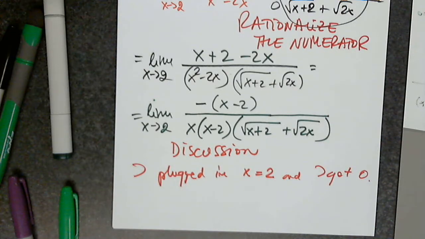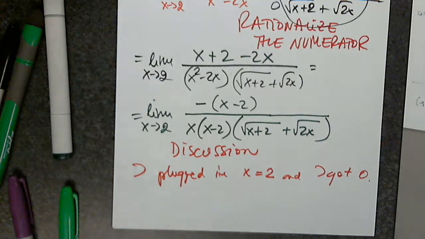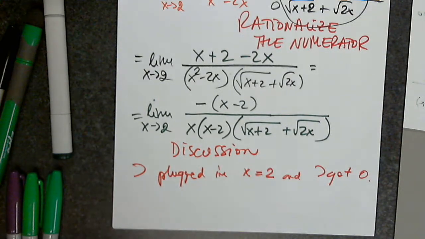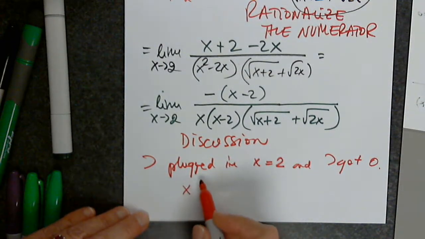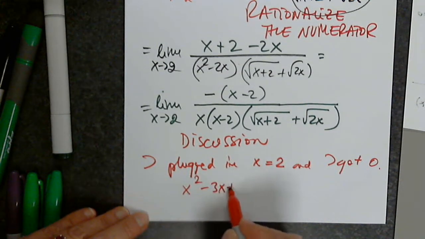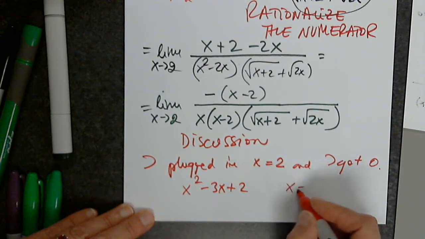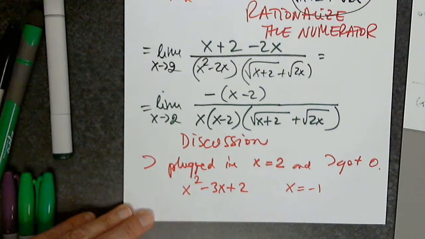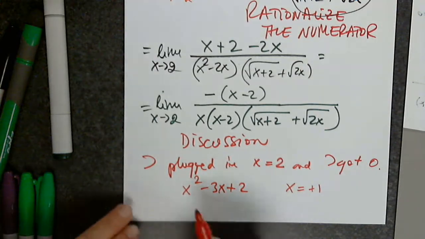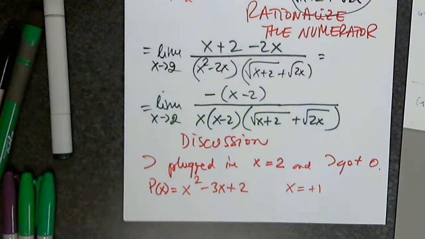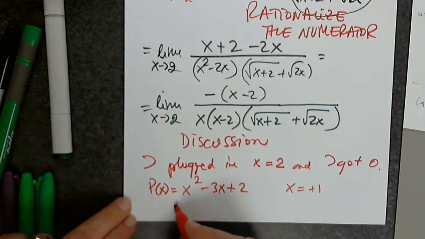If in an algebraic expression I plug in a number and I get 0, what does that say about the algebraic expression? Let me give you an example. Let's say I have x squared minus 3x plus 2. Let's say I plug in x equals 1. What do I get in this expression? I'm going to call it p of x, a polynomial, x squared minus 3x plus 2, and I plug in 1. What do I get? P of 1.